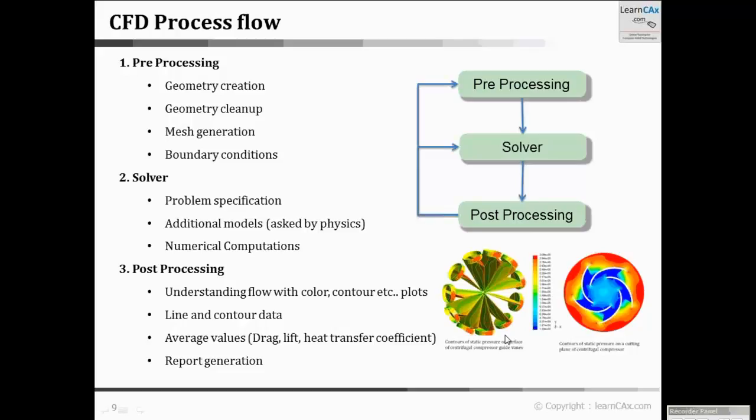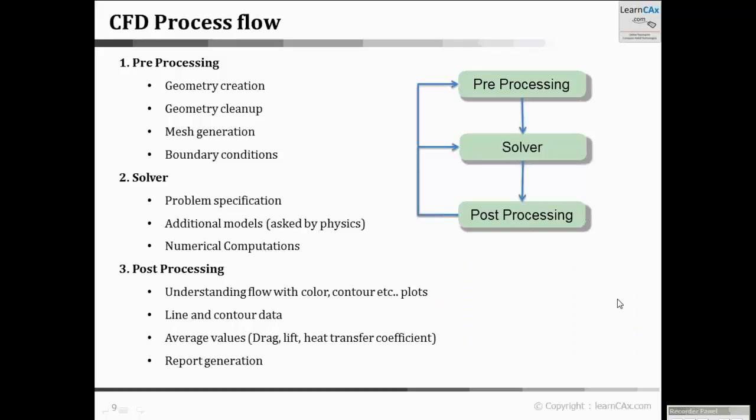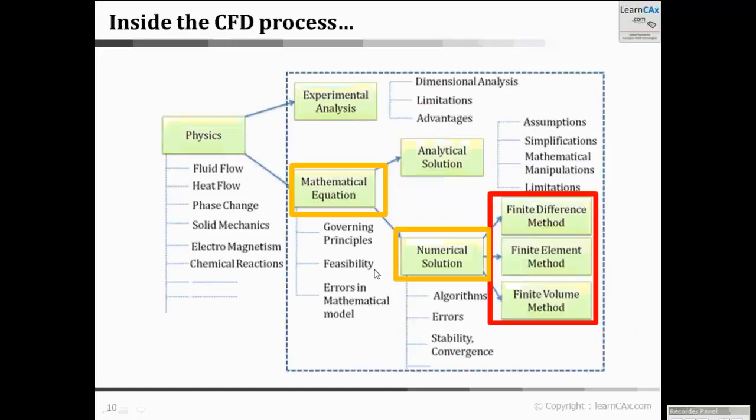An example of post-processing is shown here, where pressure contours are plotted along the centrifugal compressor and along a plane within that centrifugal compressor.